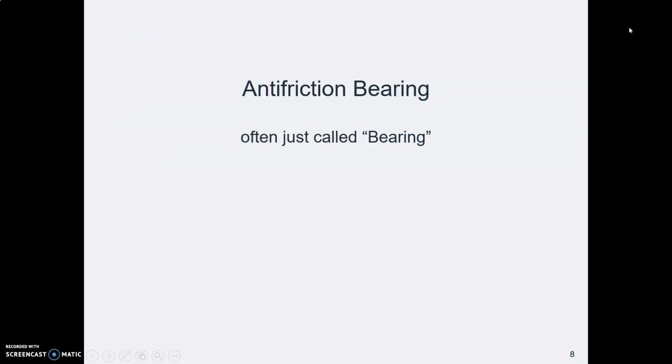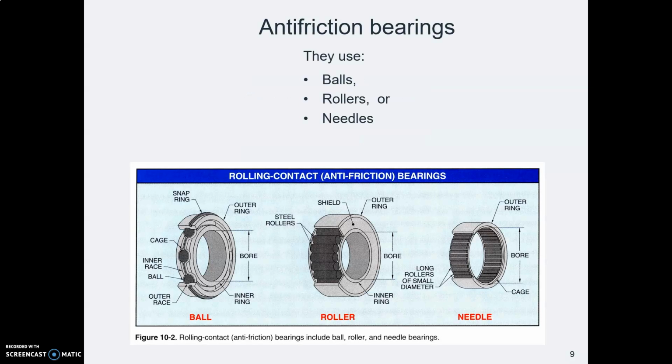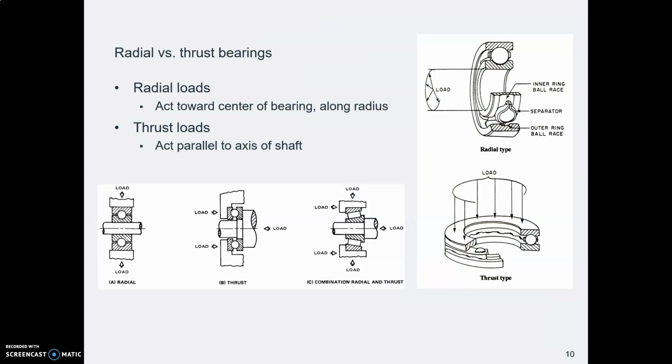Then what we call bearings are technically anti-friction bearings, but we just call them bearings. They have things that move: ball bearings, roller bearings, needle bearings. And you can get bearings that support a load in a couple of different directions. If the load comes straight down along the radius of a circle, straight down towards the shaft, that's a radial load, and you want a radial bearing. If you have a load that goes parallel with the shaft, then you need a thrust bearing.